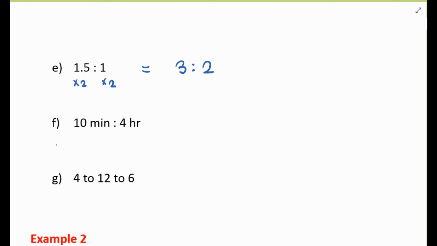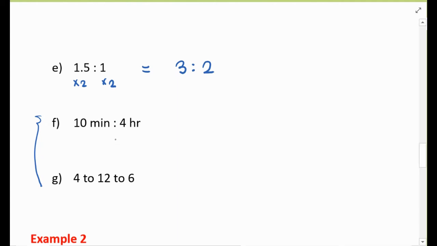Alright everyone, I want you to pause the video and try F and G by yourself. They don't have the same unit. You have to make the same unit and make them to be the simplest form. Alright everyone? Okay, let's do it together.